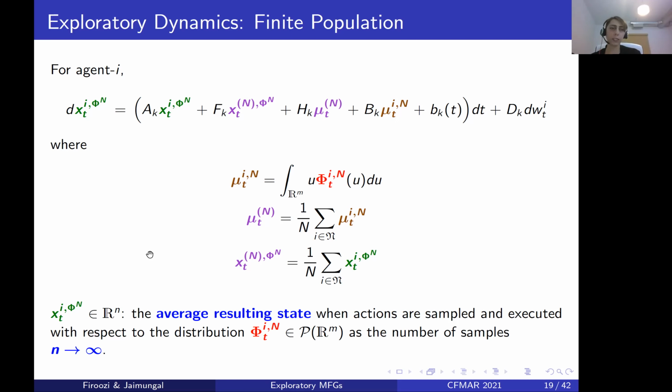So intuitively, this dynamics describes the average behavior of agent I when actions are sampled from distribution phi I and applied to the system of the agent. And this is different from the mean field of actions, which models the mass behavior of the agents.